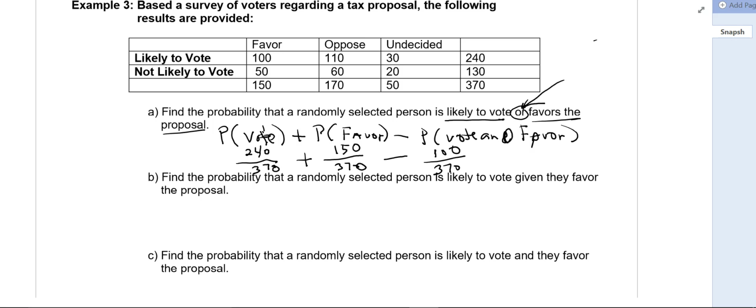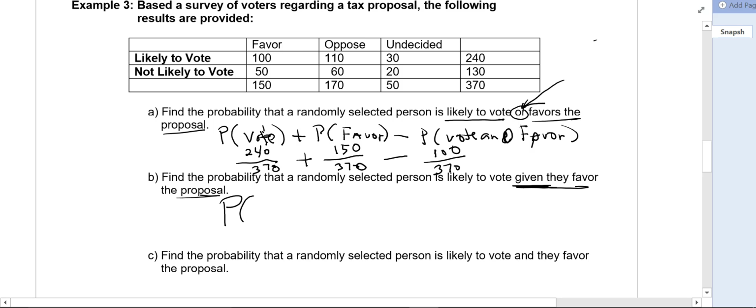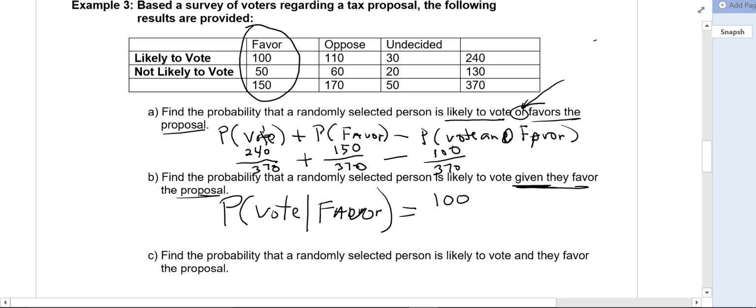Part B, find the probability a randomly selected person is likely to vote given they favor the proposal. So now we know they favor the proposal. So we have a conditional probability here. The probability that they vote if we know they favor the proposal. Well, if we know they favor the proposal, this is our sample space now. In this sample space, there are 100 people that are likely to vote.